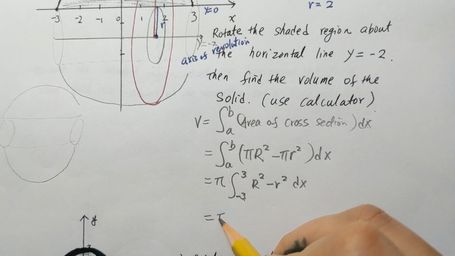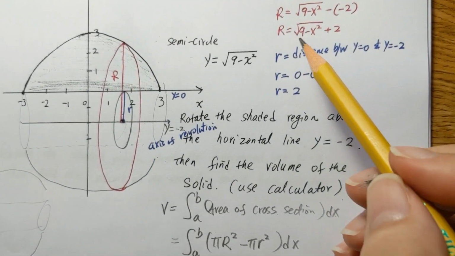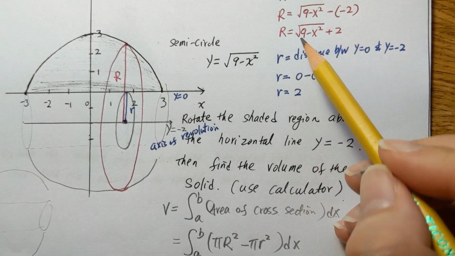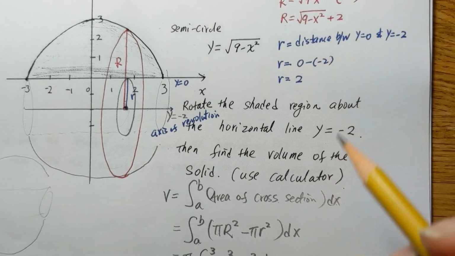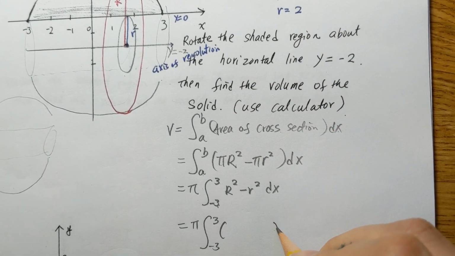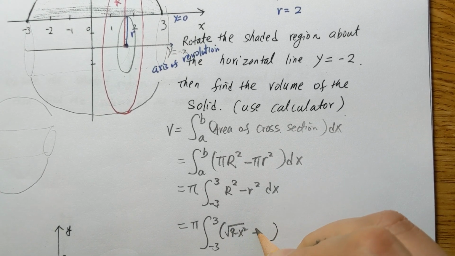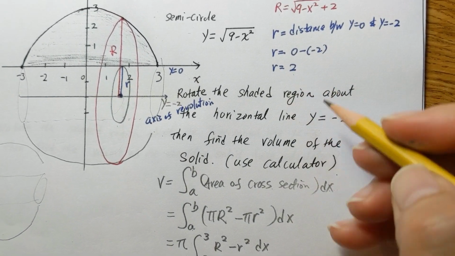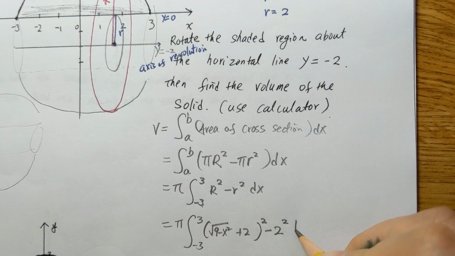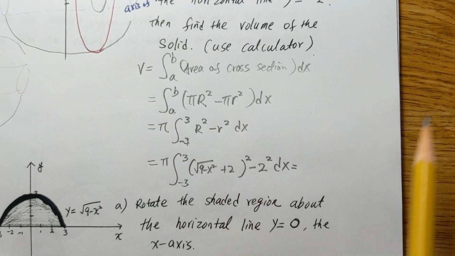Now you're going to do substitution. R is the function square root of 9 minus x squared plus 2. So now we have parentheses, square root of 9 minus x squared plus 2, whole thing squared, minus the small r which is 2, so minus 2 squared, dx. Okay, I'm going to ask you to use a calculator to calculate this.